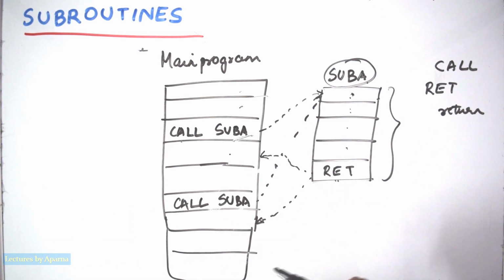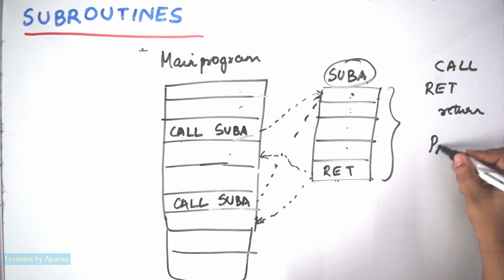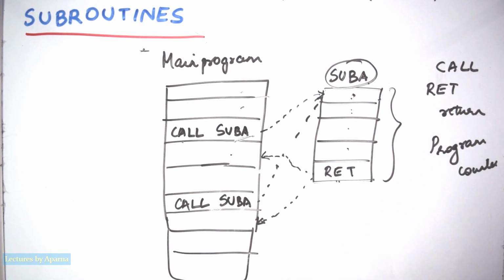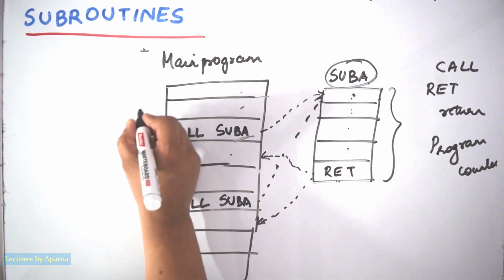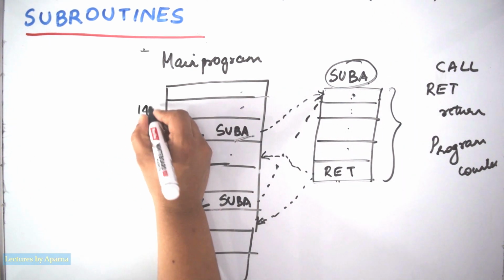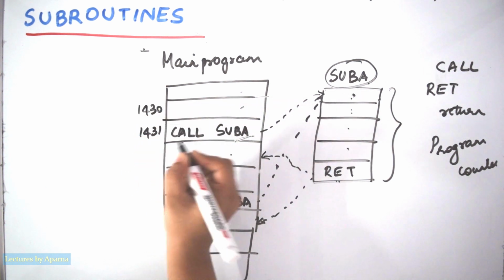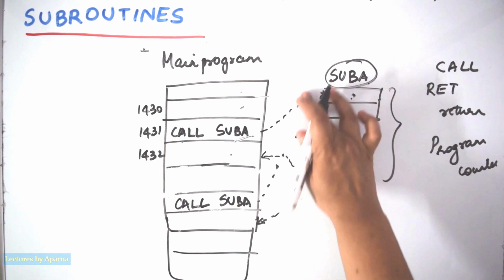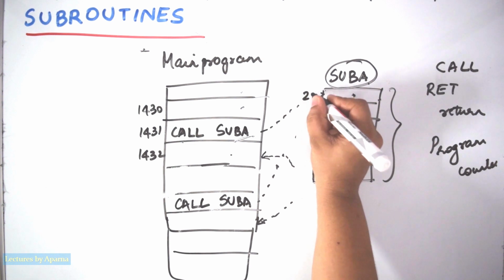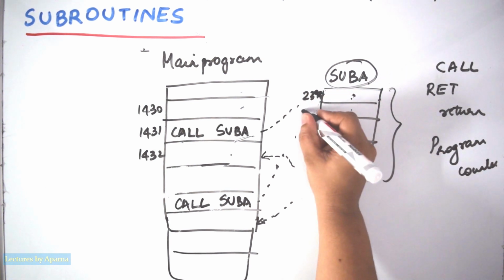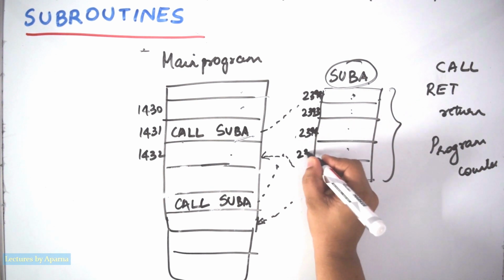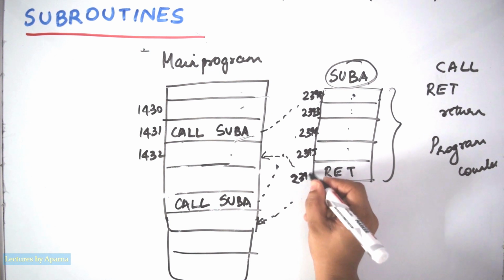Now let's see what's happening in the program counter when you call a subroutine. Say suppose the memory locations are like this: 1430, 1431, 1432, and the subroutine is written in the memory locations, say 2392, 2393, 2394, 2395, 2396, likewise.